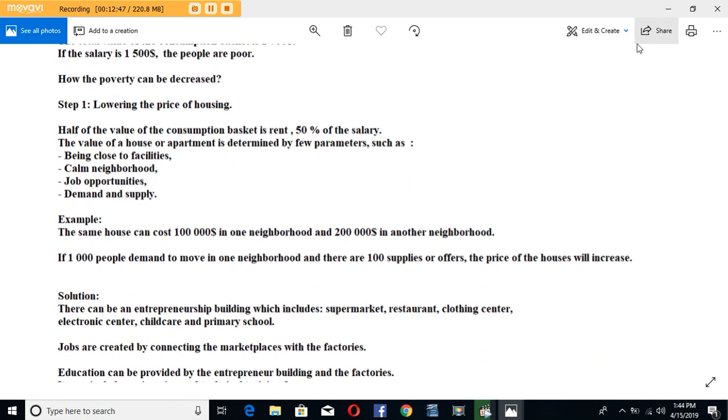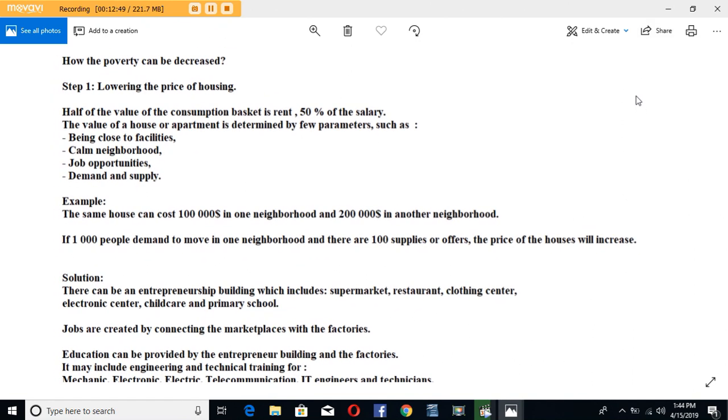How can poverty be decreased? Step 1. Lowering the price of housing. Half of the value of the consumption basket is rent, 50% of the salary. The value of a house or apartment is determined by a few parameters, such as being close to facilities, calm neighborhood, job opportunities, demand and supply. Example: the same house can cost $100,000 in one neighborhood and $200,000 in another neighborhood.